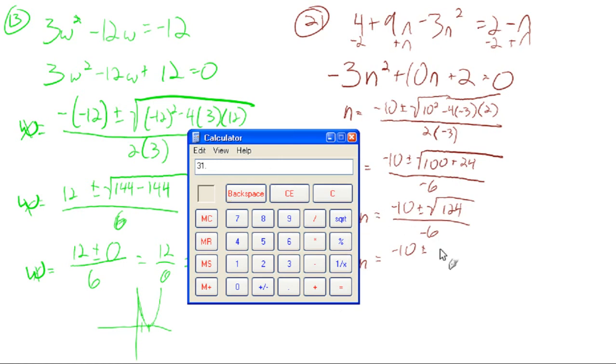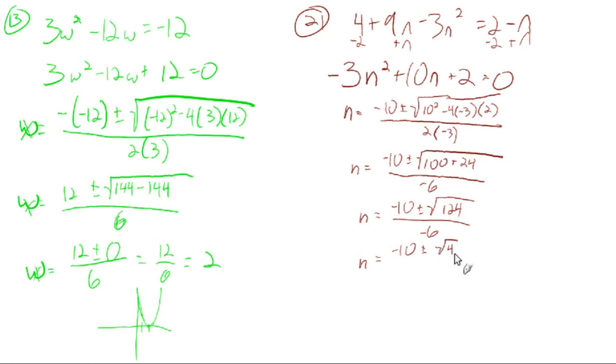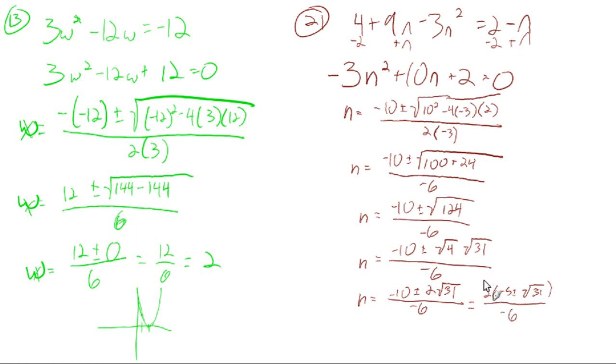So we've got the square root of 4 times the square root of 31 over negative 6, and is equal to negative 10 plus or minus, this will be a 2, times the square root of 31 over negative 6. These two here, this term and this term, have a common factor of 2. So we can cancel out that common factor of 2. We get negative 5 plus or minus the square root of 31 over negative 3.